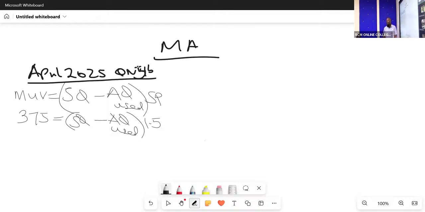So then can you kindly do me a favor by making the two the subject of the formula? Remember what we said is that these two will be taken as if they are 1 unit. They are 1 item. So basically divide both sides by what here, somebody? You divide by 1.5. So if you do that, you will end up getting 375 divided by 1.5, which gives me 250.